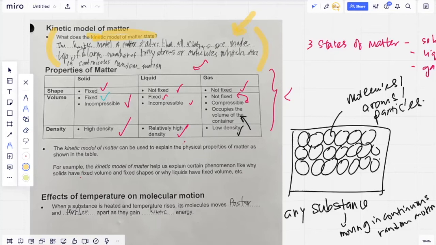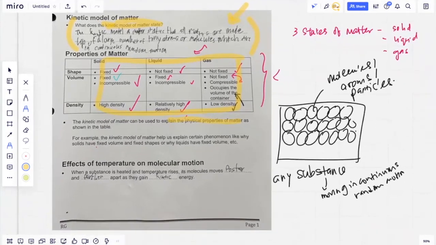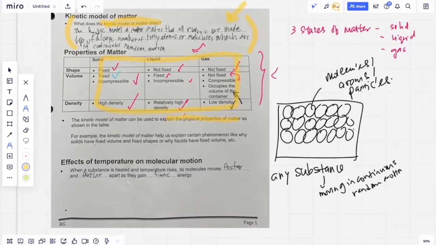So as I said, the kinetic model of matter will be used to explain the physical properties, these things here. You explain this later. They will help you to explain why liquids have fixed volume, non-fixed shape, and so on. Because the atoms can gain energy or lose energy, they can move either fast or slow.